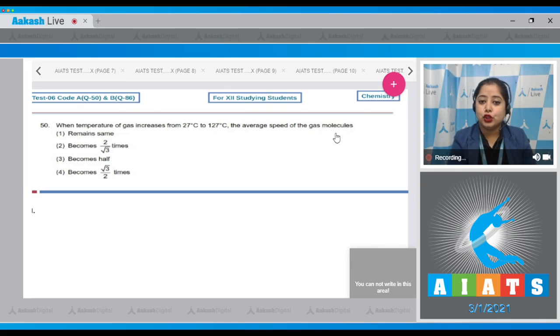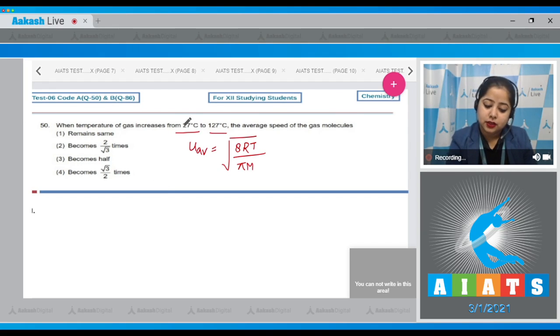of the gas molecule. So here I'm writing the formula to calculate U average. U average, that is average speed, is equals to under root of 8 RT by pi m. So the temperature has changed from 27 to 127. Let's convert this into Kelvin, 300 Kelvin to 400 Kelvin.